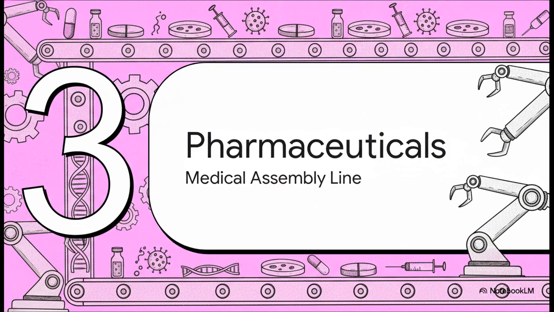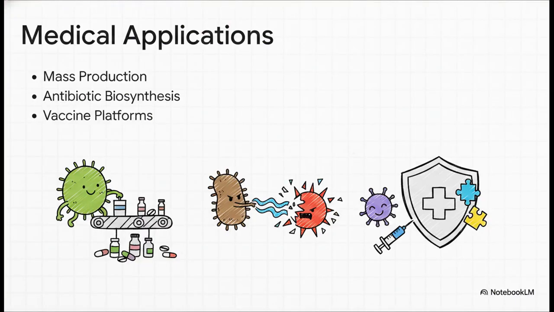Okay, on to section 3, manufacturing life-saving pharmaceuticals. This is our medical assembly line. In the medical field, we can divide this microbial power into 3 really critical applications. First up is pharmaceutical mass production. We use microbes to turn out critical everyday medications like human insulin, growth hormones, and anti-inflammatory agents.